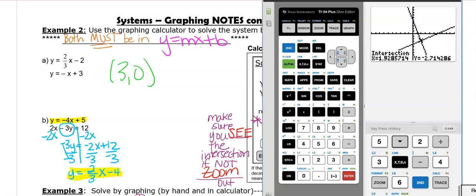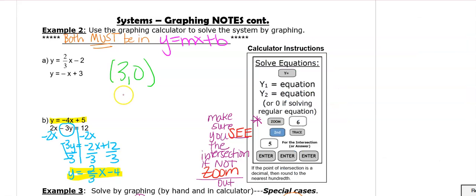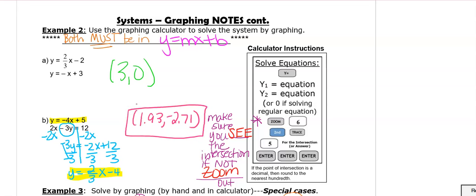But that's okay because I didn't tell you it had to be in a fraction form, so you can do your answer as you received it or as you got it, and that's fine. So our answer is 1.93, negative 2.71. So that would be our answer to this equation right here. So that's how you do it in the calculator.